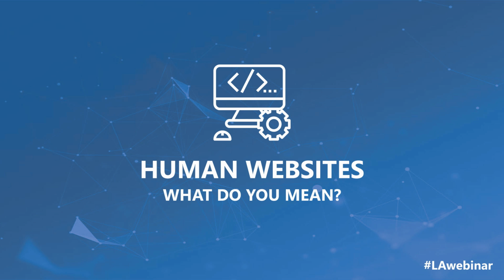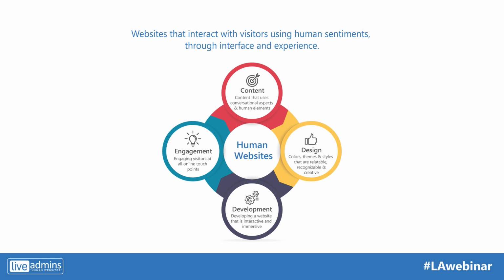Human websites are those which interact with their visitors using human sentiments aided by interface, usage, and engagement. There are four major components which are crucial to creating human websites: content, design, development, and engagement. How to go about it? Let's take a look at all of these in more detail.